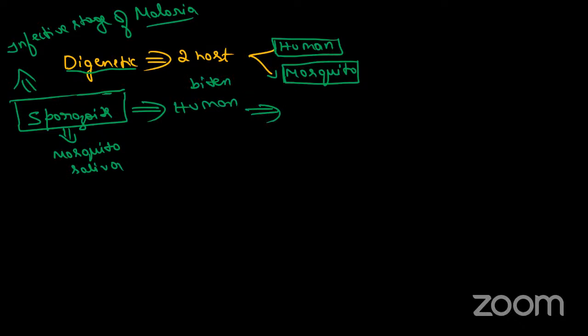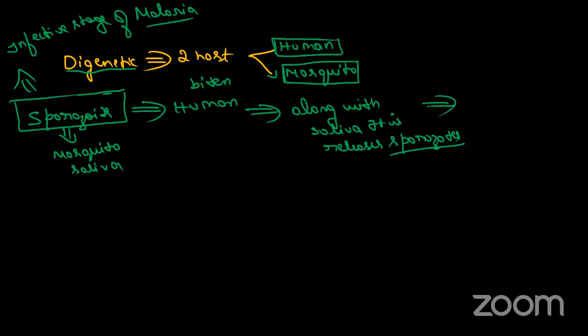Okay, so now what will happen? Along with the saliva, it releases sporozoites. Okay, so the sporozoite was released into the body, right? Where is it released? In the blood. Okay, so now what will happen? From the blood, it will travel to the liver.